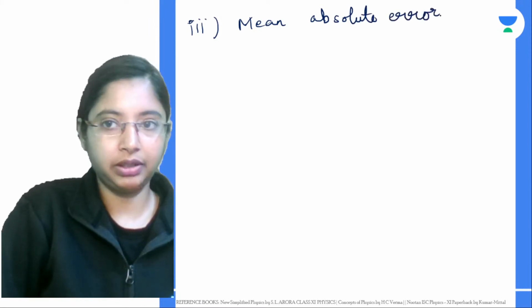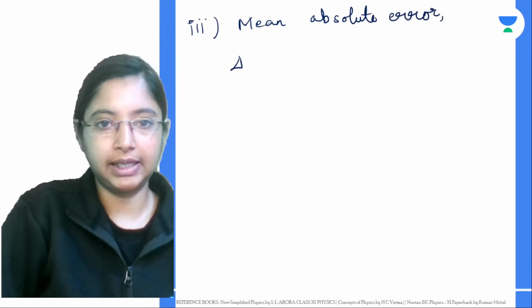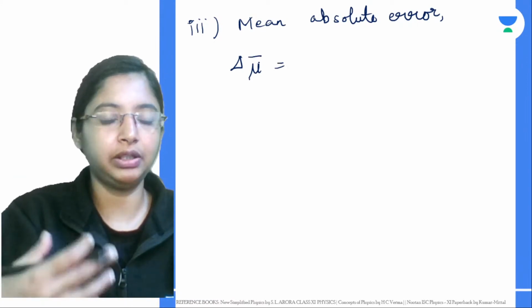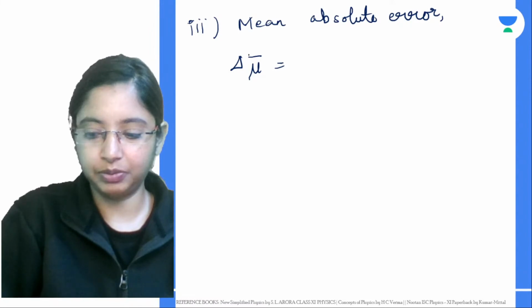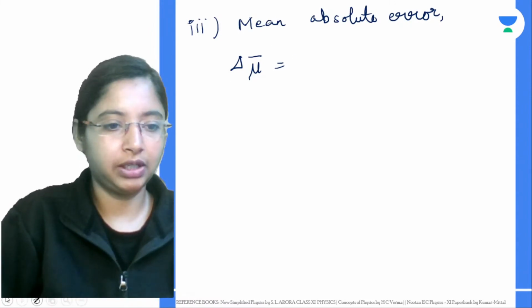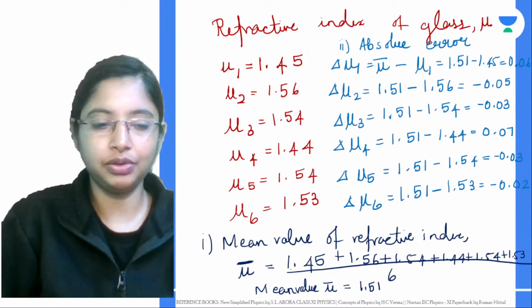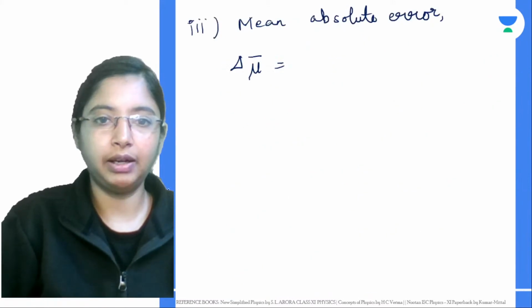Mean absolute error is given by delta mu bar, right? Delta mu was actually the absolute error, and delta mu bar was the mean absolute error. Now this mean absolute error will be what? The summation. We take the modulus of all of these values and divide by the number of readings. So we're going to add all of these values.